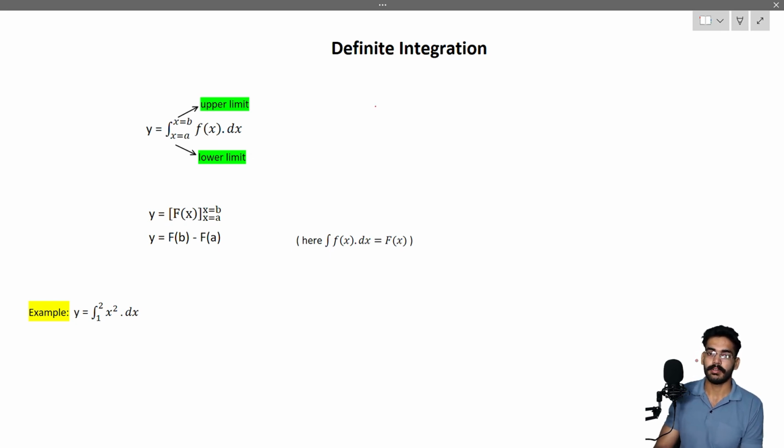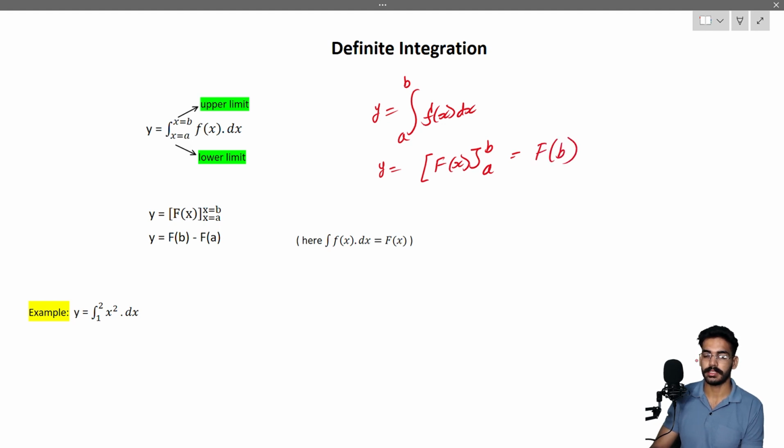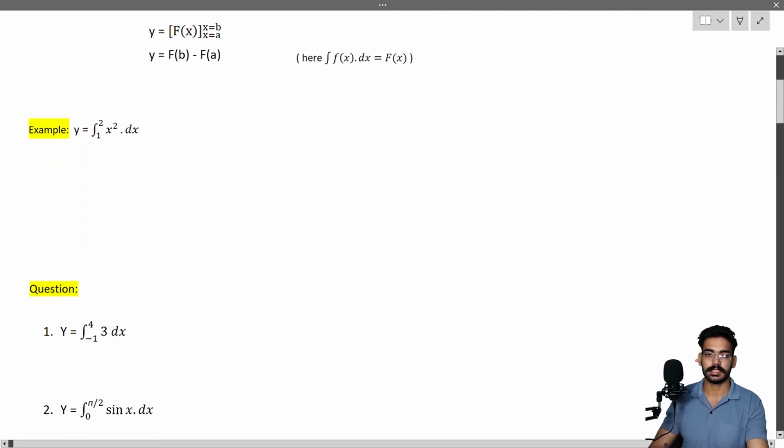So how did we do it? I equals integration of f(x) dx, lower limit a, upper limit b. When you integrated, you got a function capital F(x). First you put b, then you get some value, whatever you are getting, minus the value when you put the lower limit a, and this is your final answer for I. This is how you do it. Now let's see one example, you will understand it better.